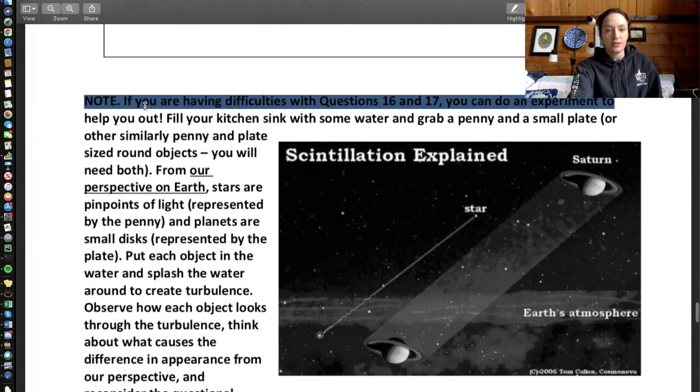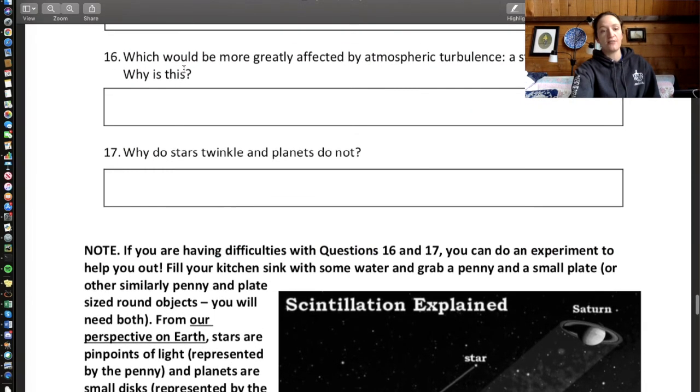So this is also a note that if you have trouble with these two questions, if you don't understand what I'm talking about with the marbles and stuff, you can do an experiment that will hopefully help you understand this. You can fill your kitchen sink or your bathtub with some water, or if you don't have either of those, you can take a baking tray and fill it with some water. And then you want to take a plate and a coin, maybe a penny or a quarter or a dime or something.